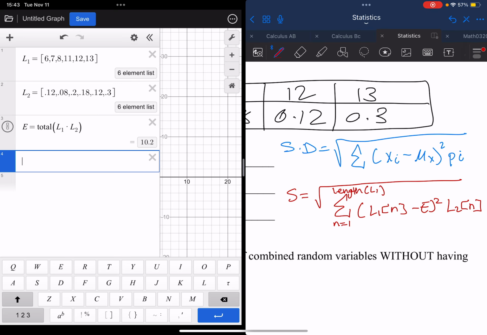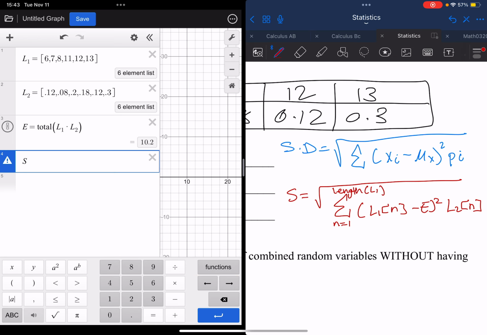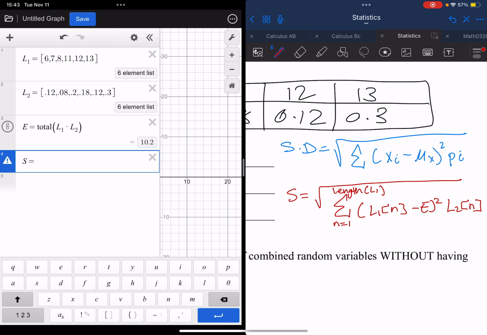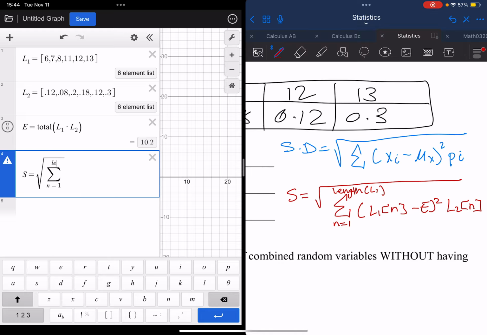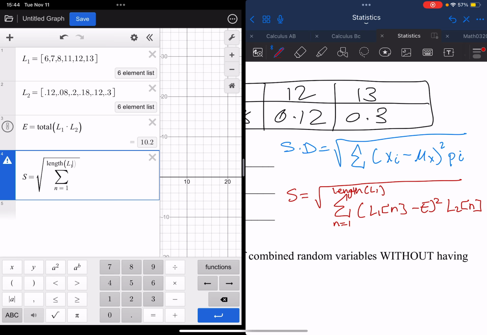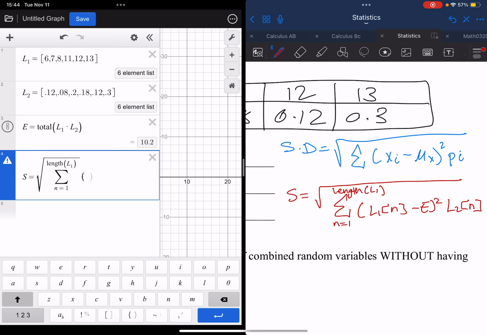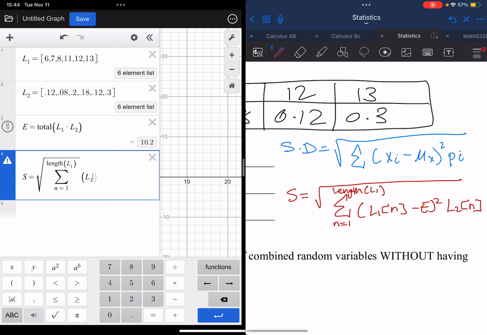Okay, so if I type this in, this is S equals, and then I have the square root, so SQRT gives you the square root. And then sum of 1, and at the top I'm going to write the function length, parentheses, L1. Okay, then I'm going to do parentheses, L1 bracket n.